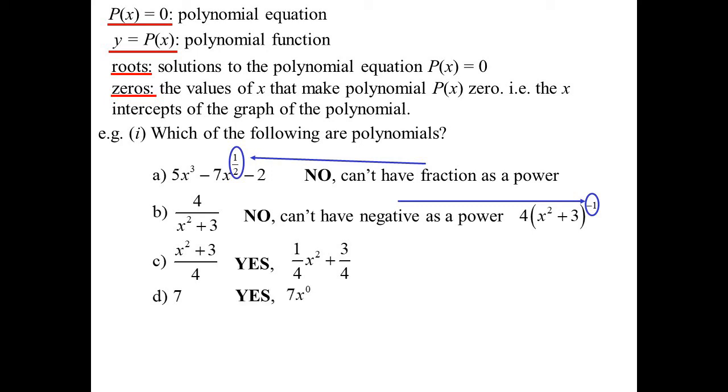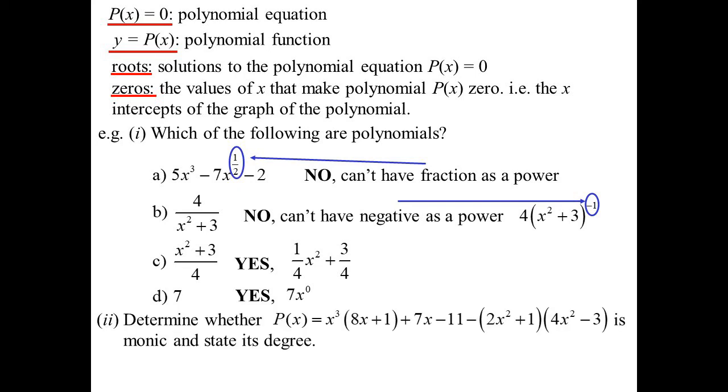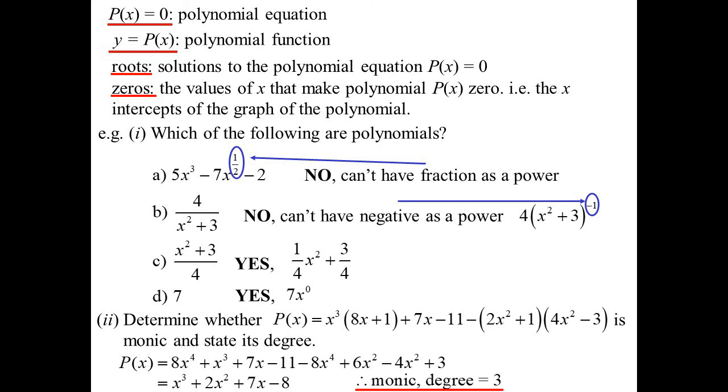Yes, it is. It's a polynomial of degree 0, because technically it could be 7x to the power of 0. All right, let's see this expression here. Let's work out, is it monic, and what's its degree? Look, when you expand it out, look what happens. You've got 8x to the power of 4, but you've also got a minus 8x to the power of 4. So in fact, the leading term is x cubed, but it's 1x cubed. So yes, it is actually monic. It's monic of degree 3.